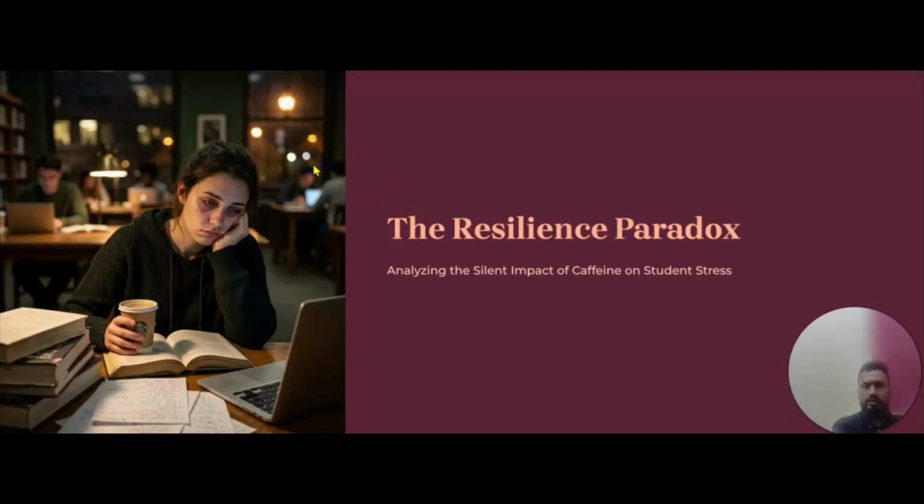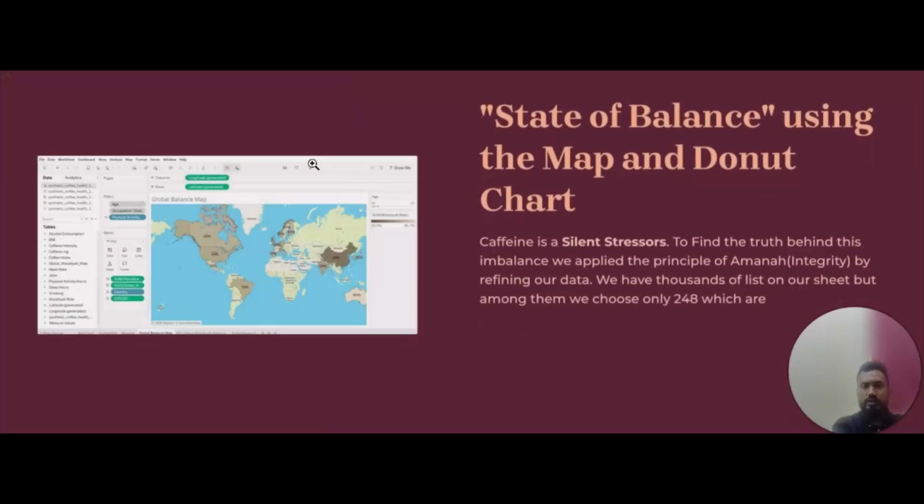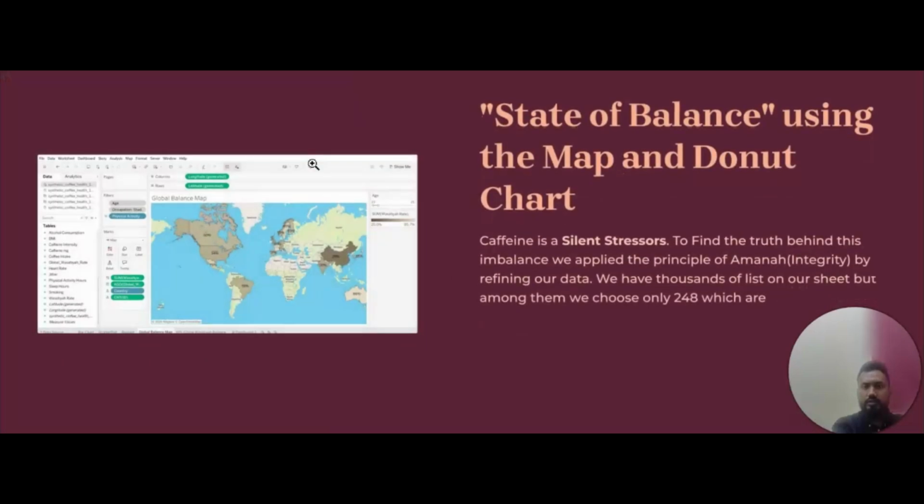Assalamu alaikum. Our project is the resilient paradox, analyzing the silent impact of caffeine on student stress. So we will state the balance using map and donut chart. So caffeine is a silent stressor.